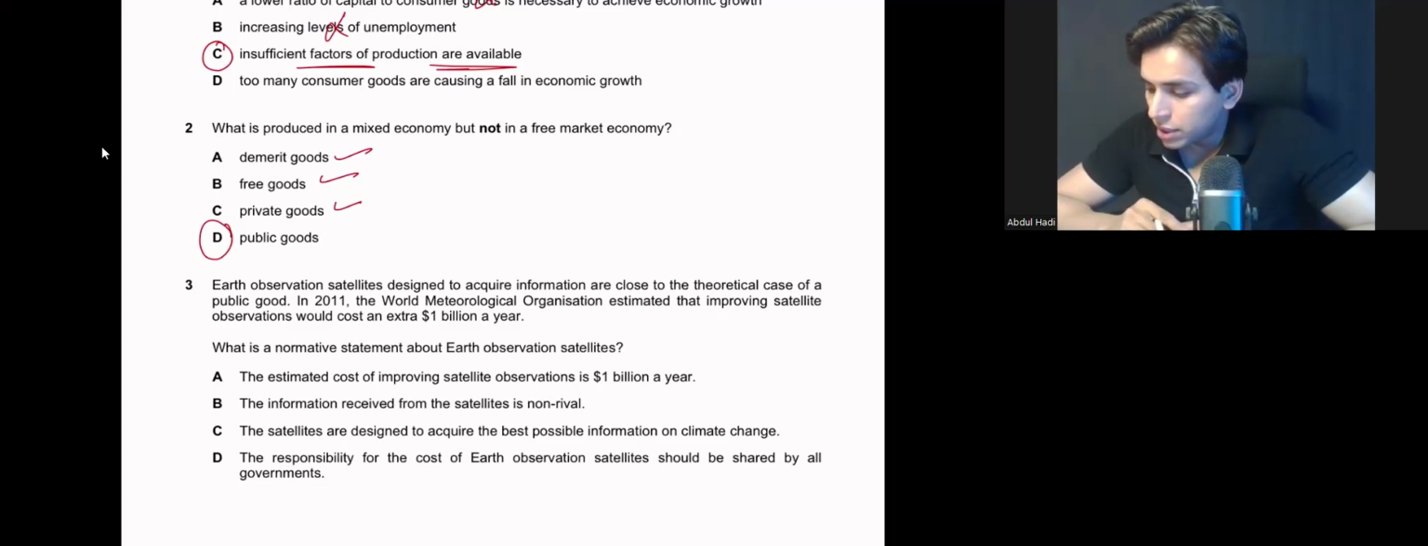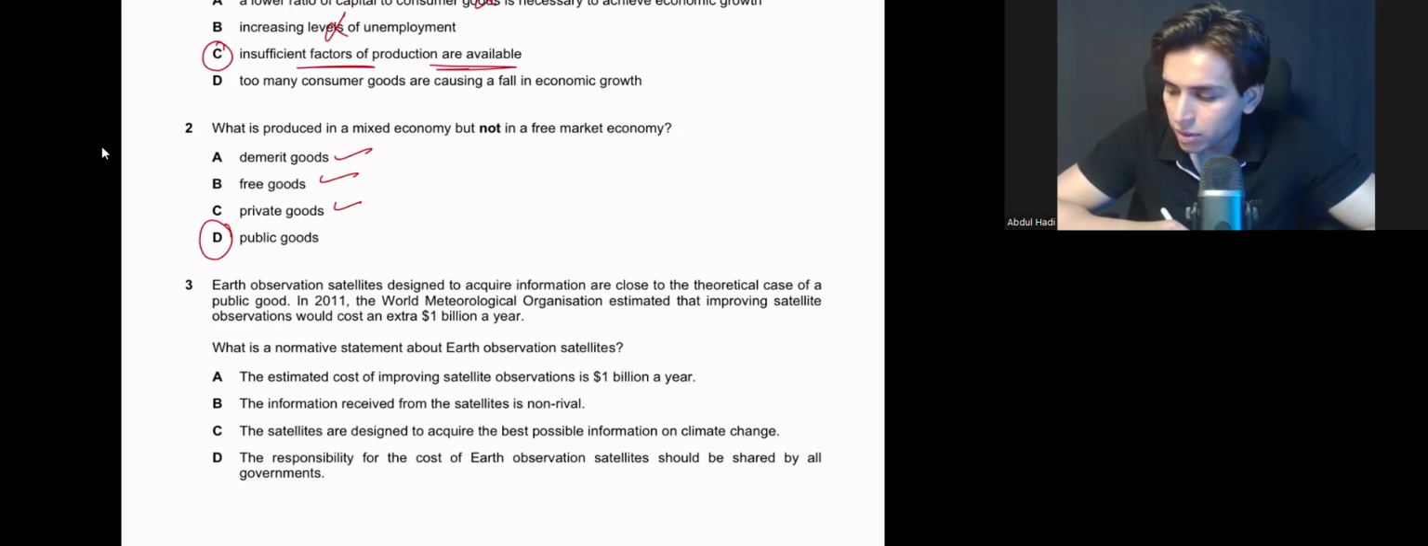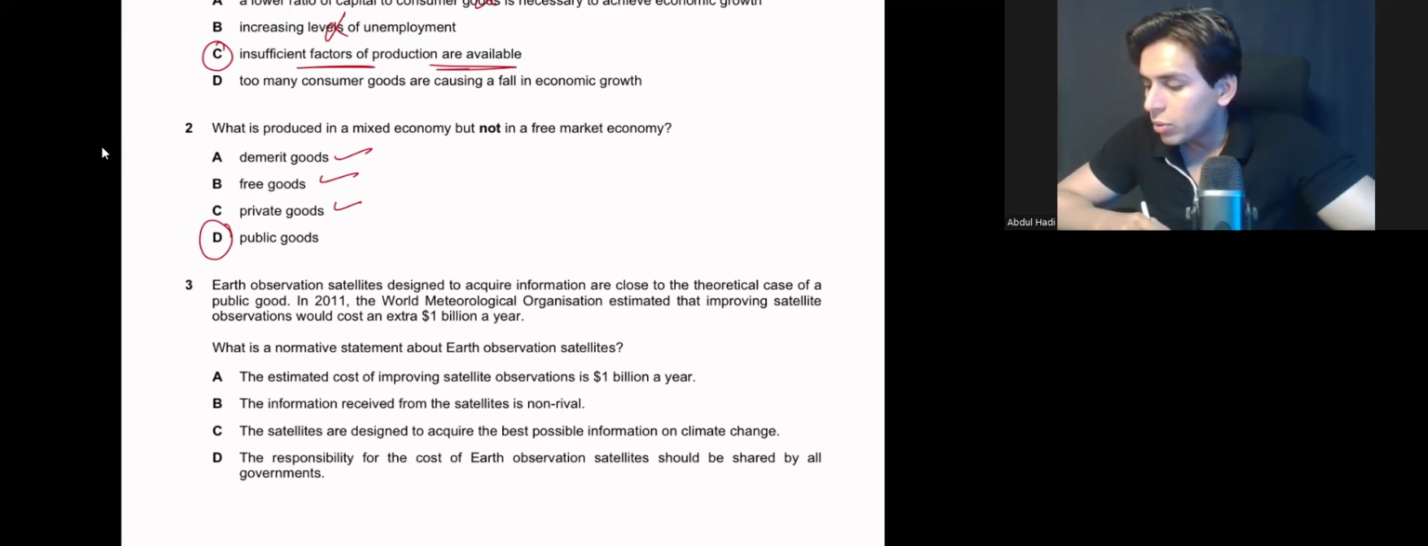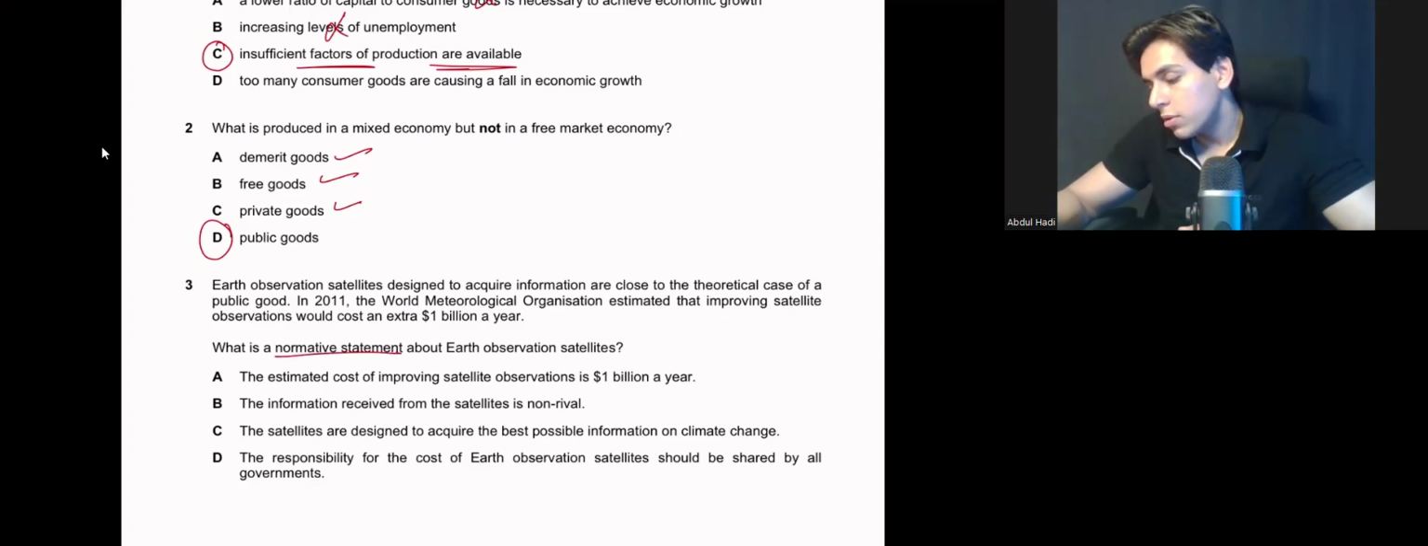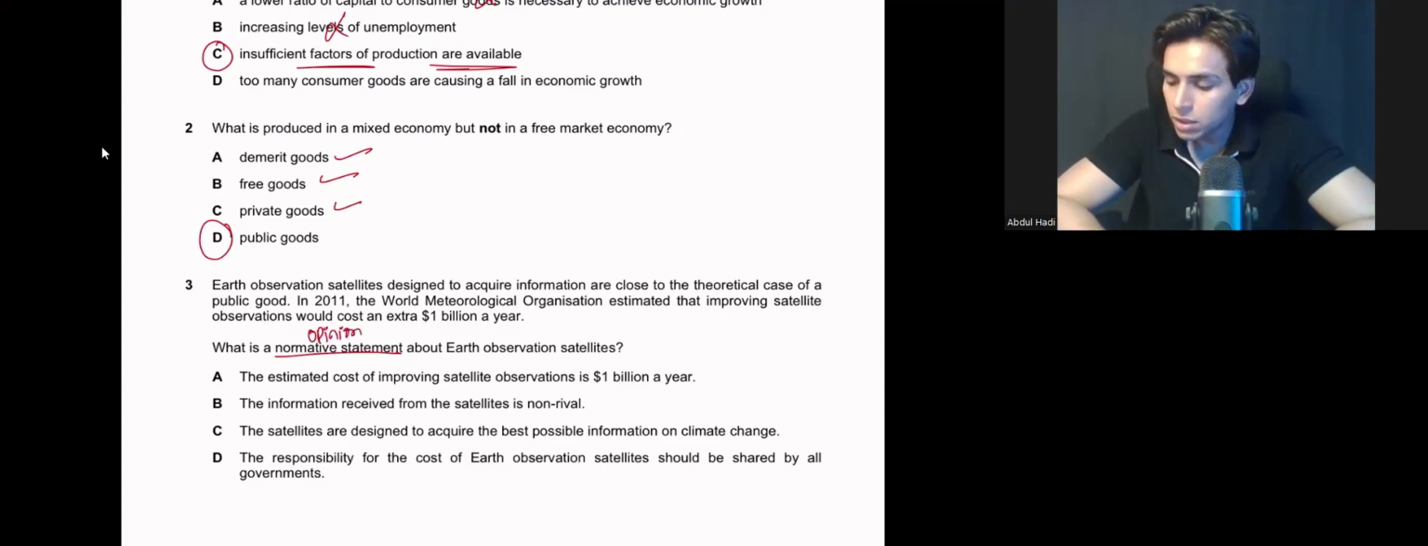Earth observation satellites designed to acquire information are close to the theoretical case of public good. In 2011, the World Meteorological Organization estimated that improving satellite observations would cost an extra $1 billion a year. What is a normative statement about Earth observation satellites? Now, normative means opinion. All right, what is the normative statement from these four?